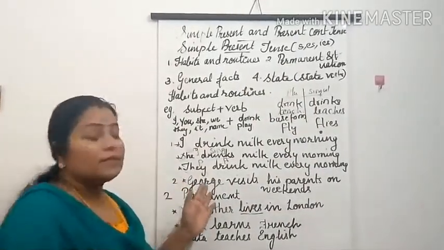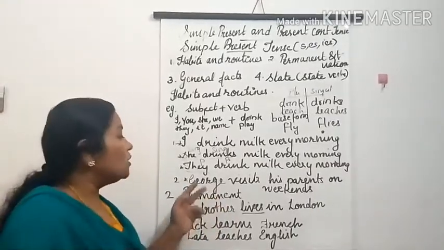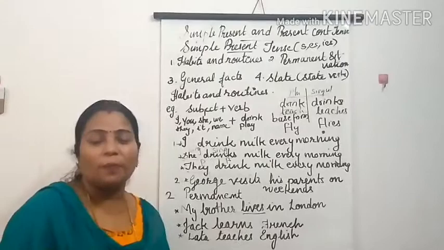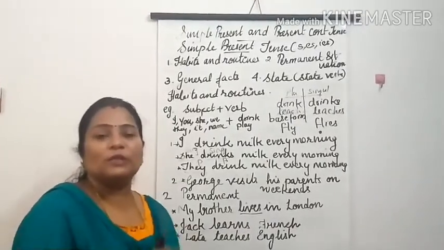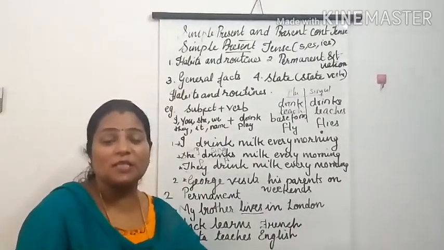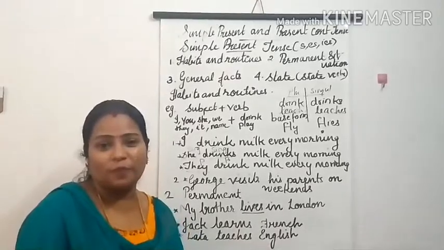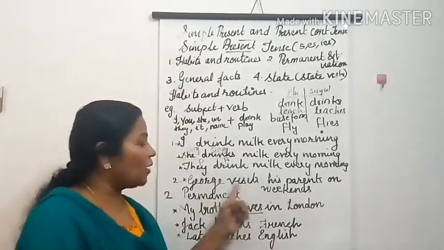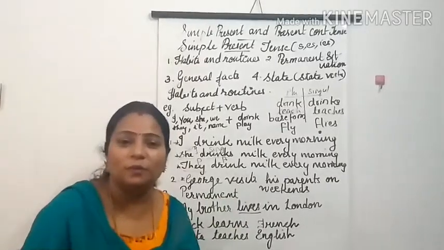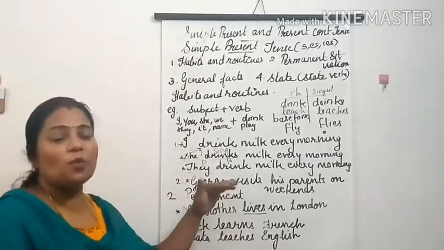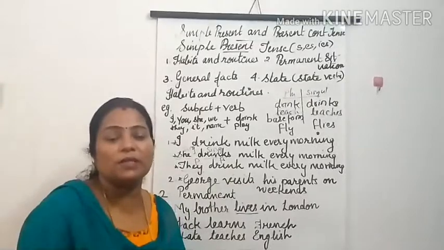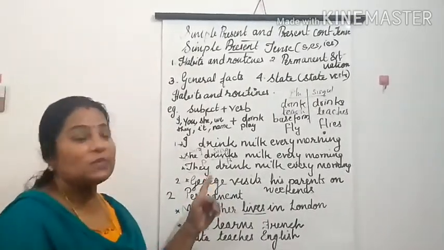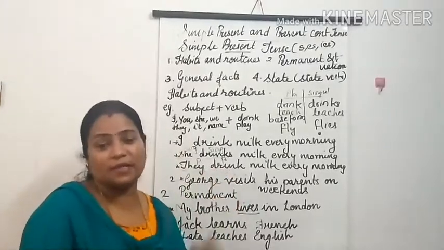The same way, let us take the other example. George visits his parents on weekends. Now, that is the routine that George is following, that he visits his parents on weekends. So, George is a name and it's singular. So, we have used the singular verb. Okay. So, in all these situations, the actions are repeated and it becomes a part of their habits. So, we use simple present tense in this case.